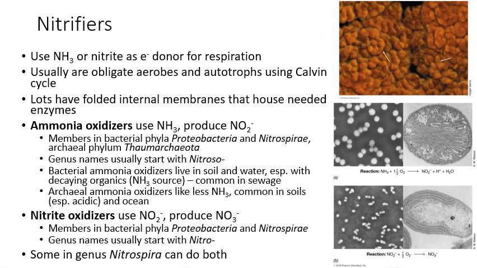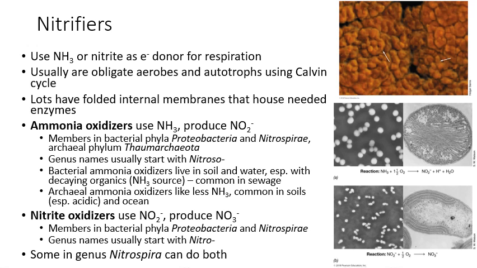They can only do one or the other step. Ammonia oxidizers are more diverse. So you have 2 bacterial phyla and 1 archaeal phylum that has the ammonia oxidizers in it. For the bacteria, ammonia oxidizers are in phyla Proteobacteria and Nitrispirae. For archaea, they're in phylum Thaumarchaeota.